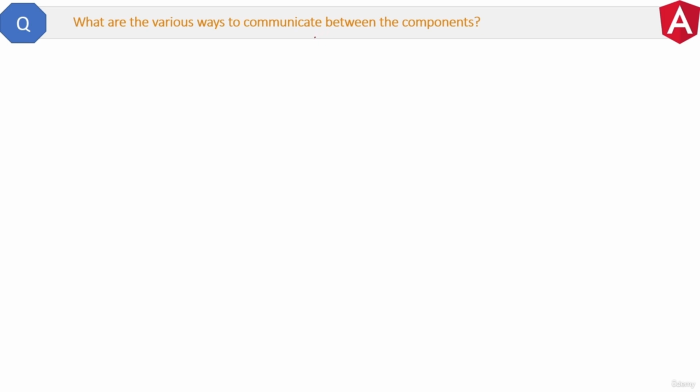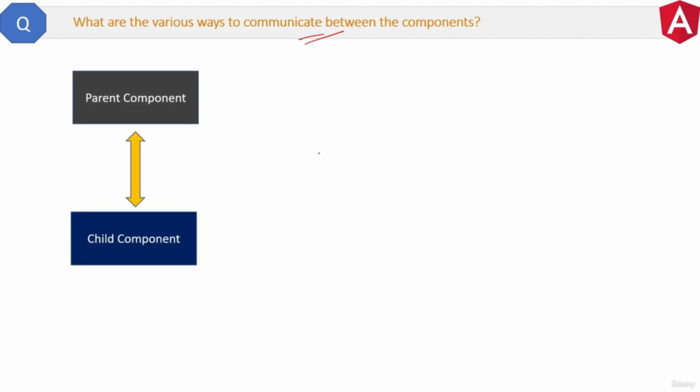Here is the question. What are the various ways to communicate between the different components? When we have multiple components in a single page application, many times we have to send and receive data and content from one component to another component. Sometimes we also call these communicating components parent and child components.